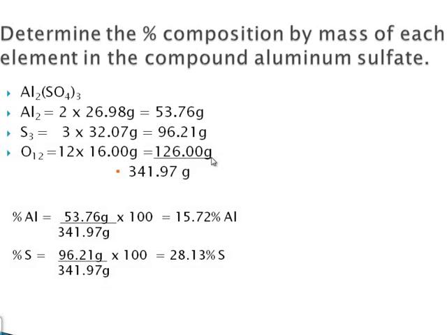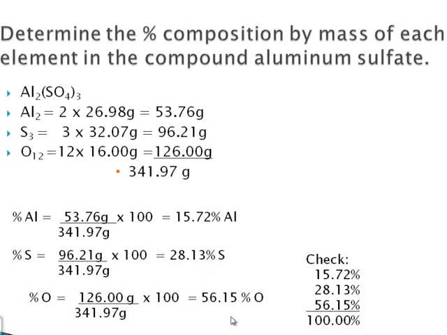Do the same thing with sulfur. Its mass is 96.21 grams. Divide it by its total. I get 28.13% sulfur. And of course, I do the remainder with my contribution from oxygen. Divide it by the total, and I get 56.15% oxygen.